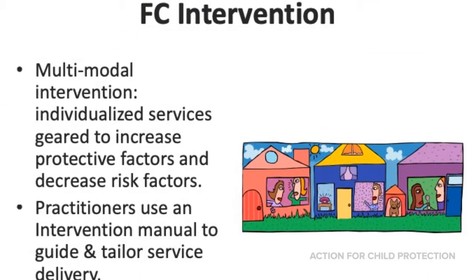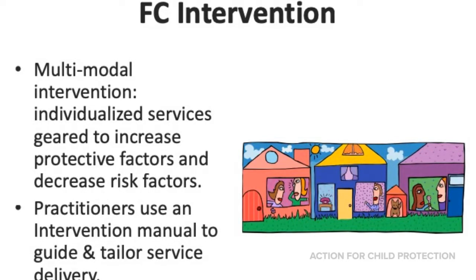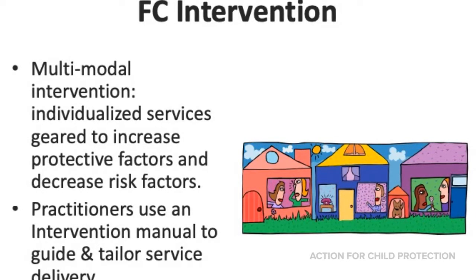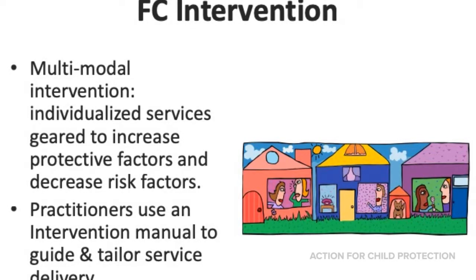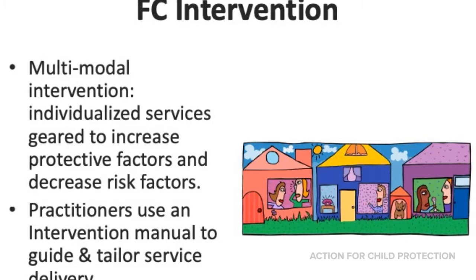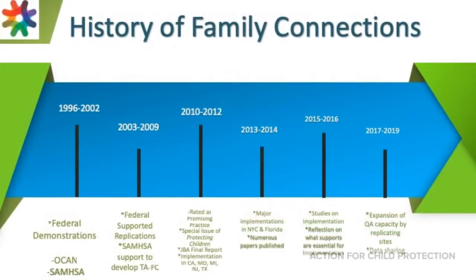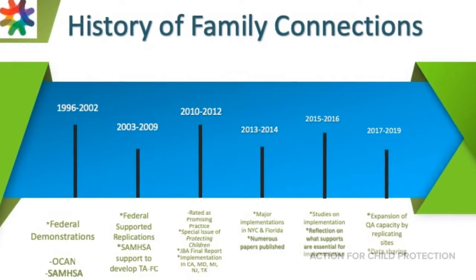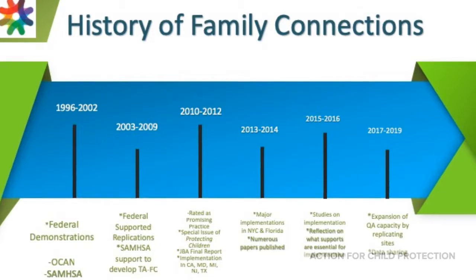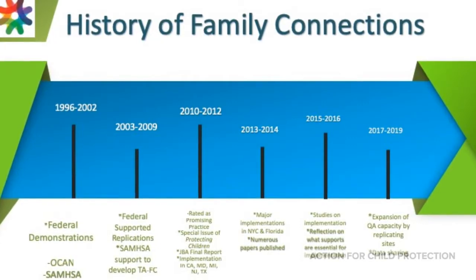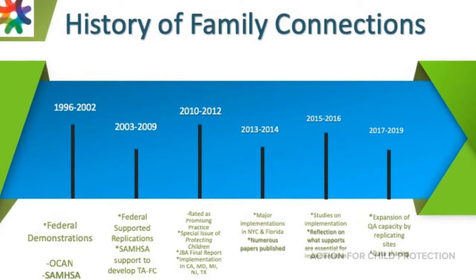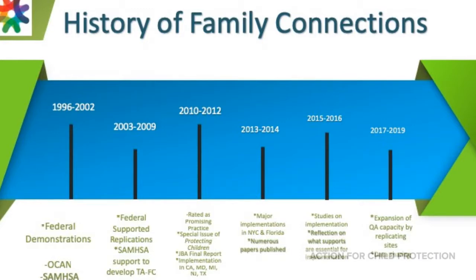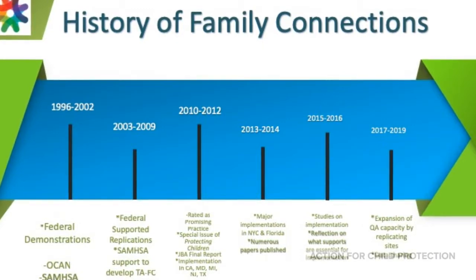Family Connections is a multifaceted, home and community-based social work practice model that works with families to prevent child maltreatment and foster care. Staff use an intervention manual to reduce risk factors and strengthen protective factors. Family Connections was initially developed in 1996 through support from 2 federal demonstrations. In later years, further support was provided for replication of Family Connections across the country, and more recently, widespread implementation as a usual practice.